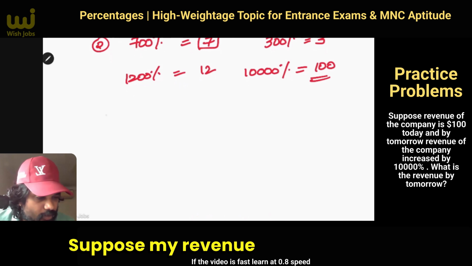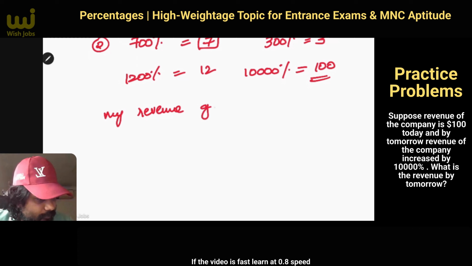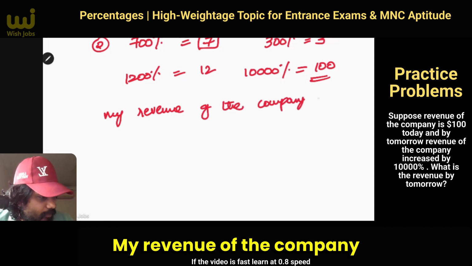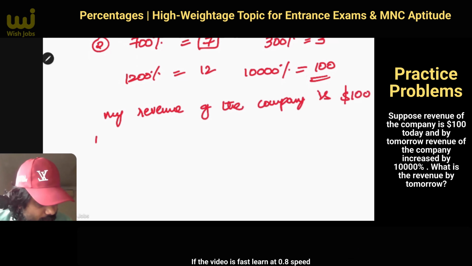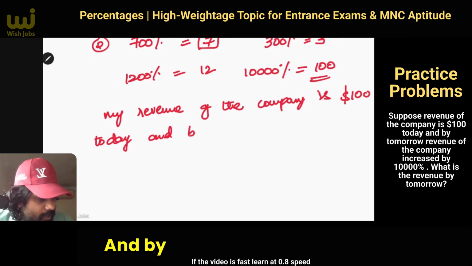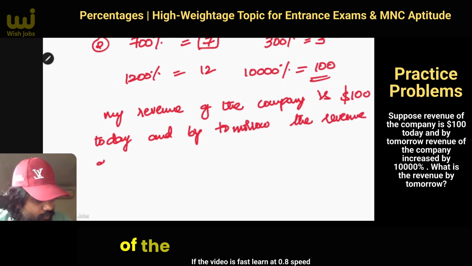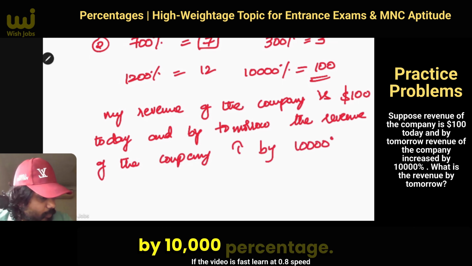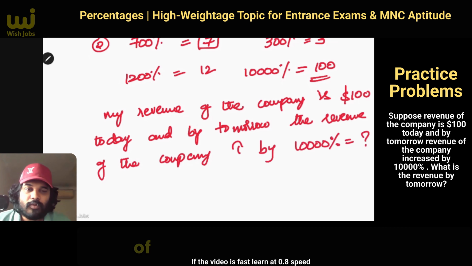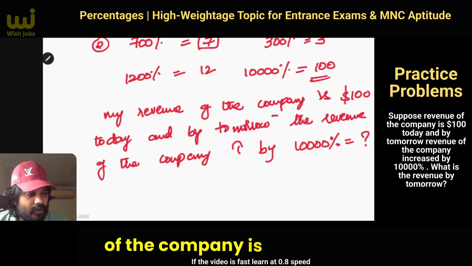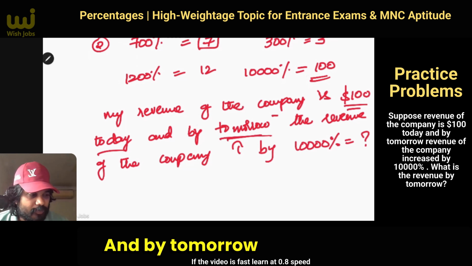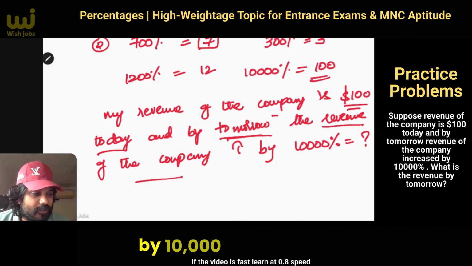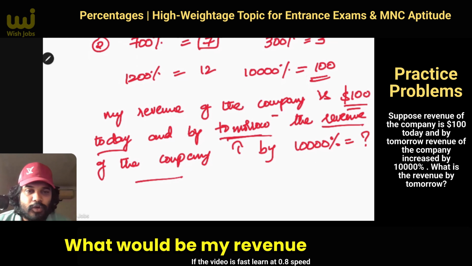Suppose the revenue of my company is $100 today, and by tomorrow the revenue of the company increased by 10,000 percentage. What is the revenue of my company tomorrow? Okay, so suppose my revenue of the company is $100 today, and by tomorrow the revenue is increased by 10,000 percentage. What would be my revenue tomorrow? You need to calculate it.